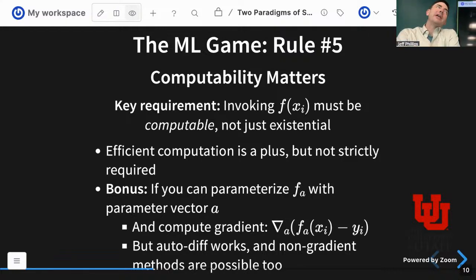All right, so what's even better but not required is if you can parameterize your function by some parameters, a vector alpha, and you can compute the gradient of the error of this prediction. This allows you to do gradient descent, and automatic differentiation actually works. This is a big surprise to me that it works so well, but it works. So if you can't compute the gradient, a lot of the methods we commonly use work anyways. But you need to be able to compute f. That's part of the game.